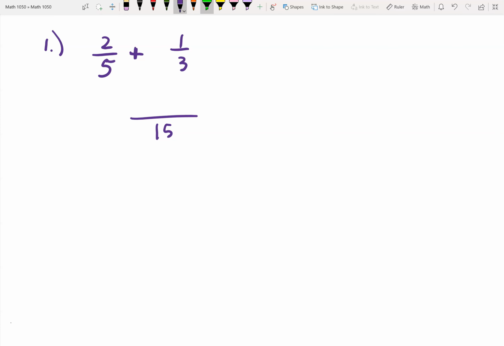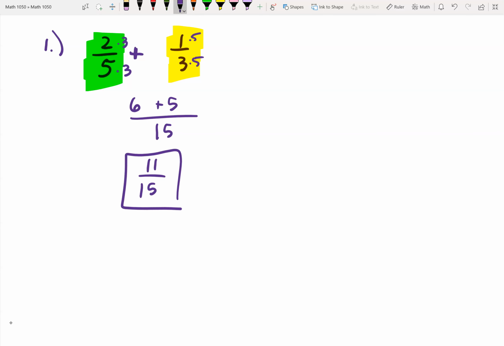So this guy right here has a 5 and he needs a 15. 5 times 3 is 15. So now my bottom is a 15, but if I multiply the bottom by 3, I have to multiply the top by 3. So 2 times 3 is 6. Then for this other fraction, 3 times 5 is 15, so 1 times 5 is 5. So then you have 6 plus 5, which is 11 over 15, and you're done.